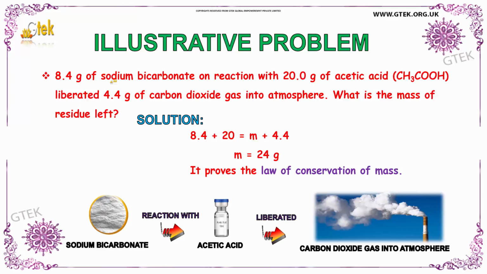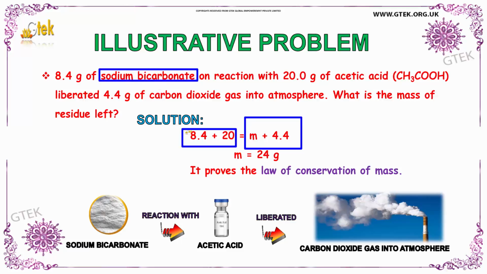We'll go to a small problem. 8.4 gram of sodium bicarbonate reacts with 20 gram of acetic acid. It liberates 4.4 gram of carbon dioxide into the atmosphere. You can see here, what is the mass of the residue left? As we said, the mass of the reactants is equal to the mass of the products.